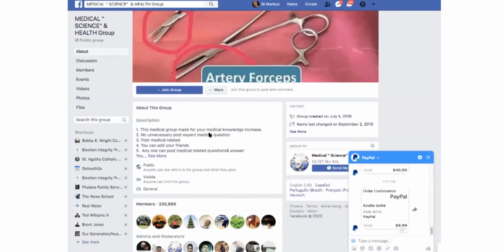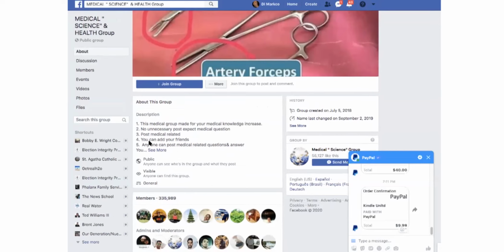This medical group is made for your medical knowledge increase. No unnecessary posts. Expect medical questions. So these would be some questions that you can throw in this group, and you will meet people through this. Post medical related. You can add your friends.